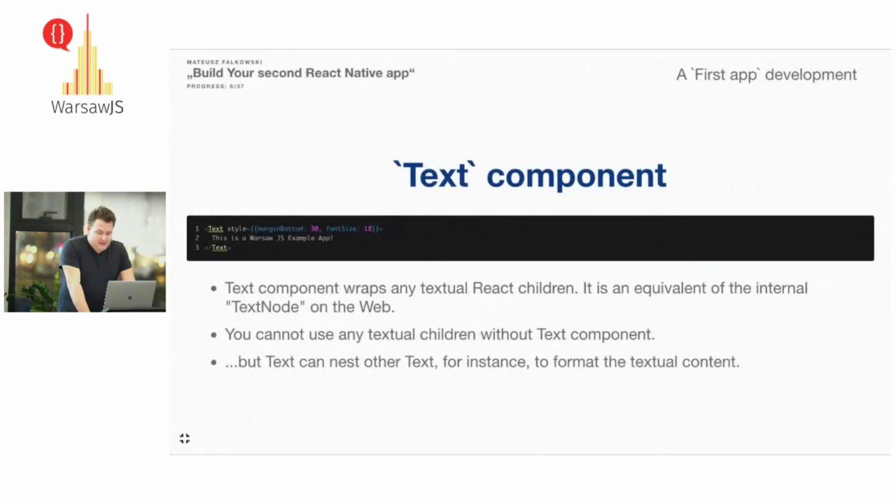The Text component is the component that keeps any textual content. You cannot put textual content into a React Native application as it is, as in web applications, where you can just write some text anywhere and it will render. No, here we have something similar, let's say, to the internal text node on the web, because every text that you put on a website is internally treated as a text node. And texts can nest other texts, for example to build formatted text.